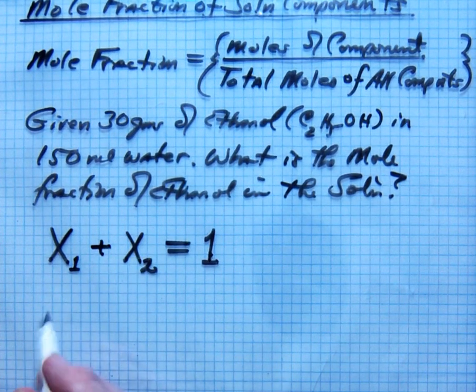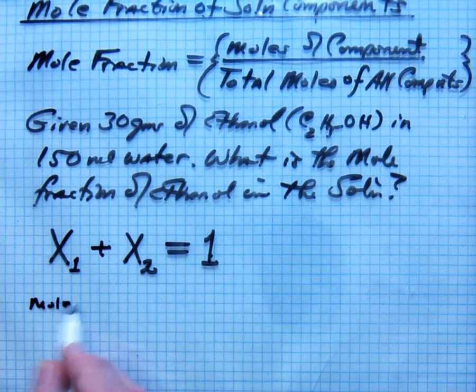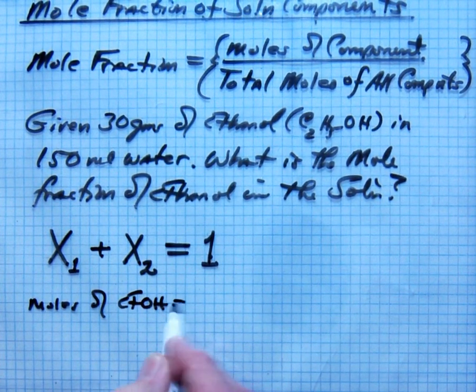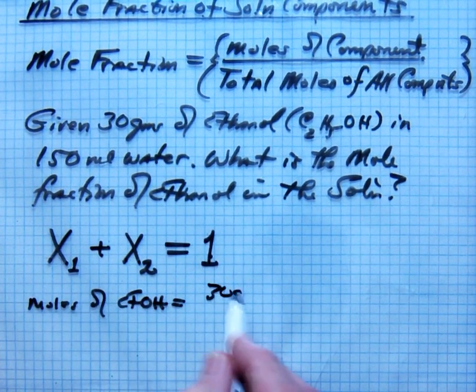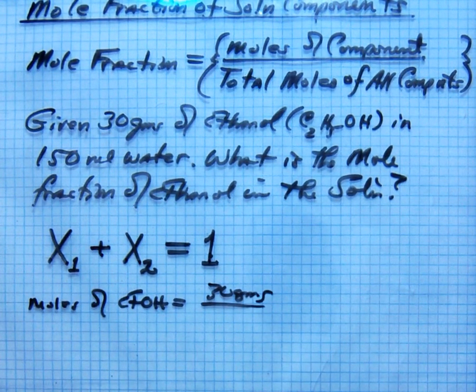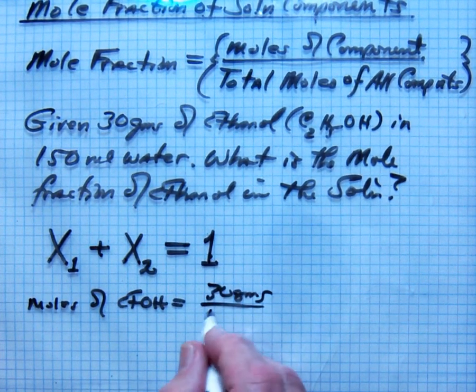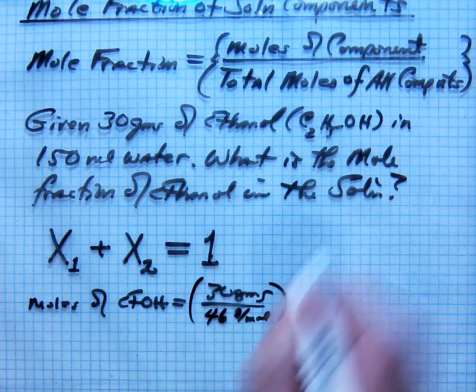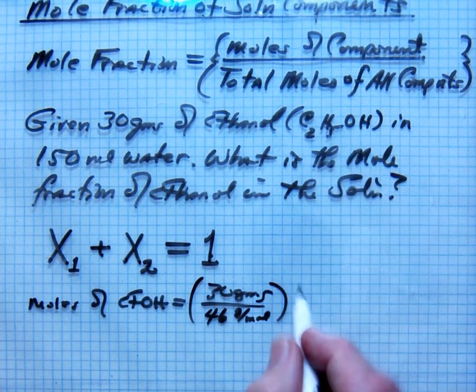Okay, well anyway, moles of ethanol, EtOH, be good enough, is 30 grams divided by, so moles of, this would be 46 grams per mole for the ethanol.